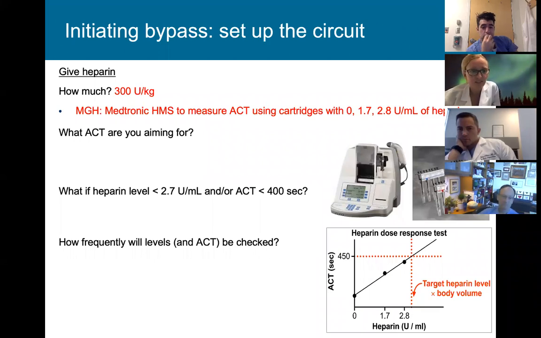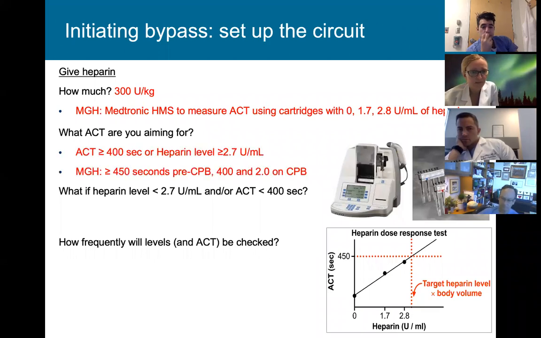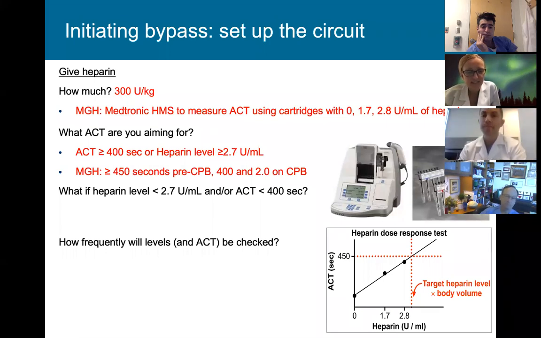As I mentioned, the ACT we're aiming for is 400 or more, or a heparin level above 2.7. Jordan Bloom, if your heparin level is less than 2.7 or your ACT is less than 400, what are you going to tell the team to do?